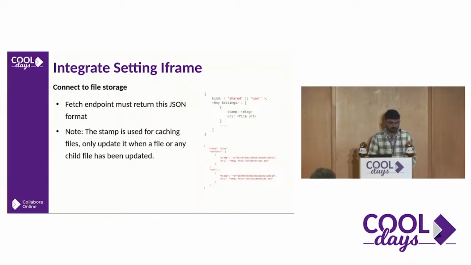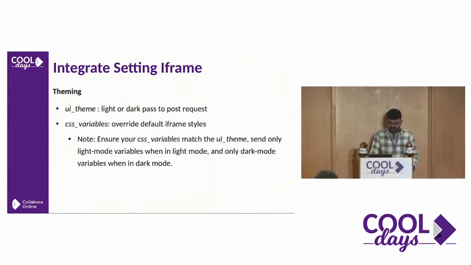The most important thing is that the stamp should be updated only when you have updated the file or deleted the file. The stamp should not be updated every time, because otherwise Collabora Online will be calling you every time, and we have a sub for Git, and maybe Colin will say more about why it could be a bigger problem. So make sure you update the stamp only when the file is updated.